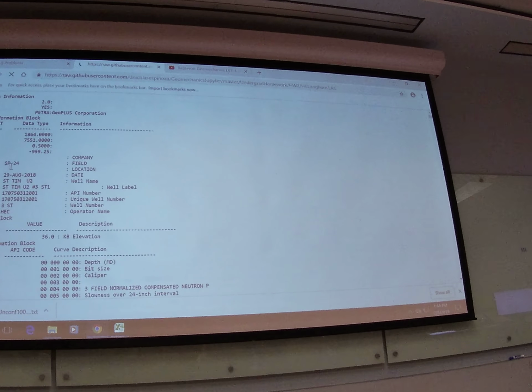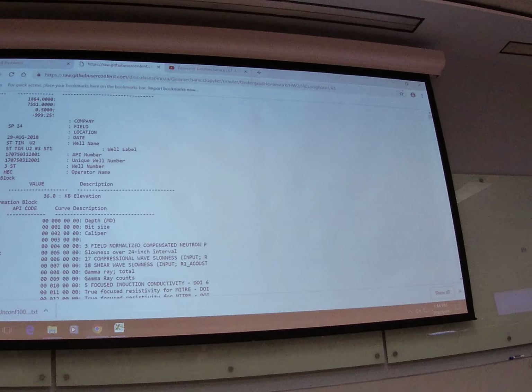So here you see it tells you when the log starts, when it ends. You shouldn't expect to have any data before that point and after that point. And here it also tells you what the elevation of the Kelly bushing is in feet. So it's 36 feet, okay? So what does that mean?